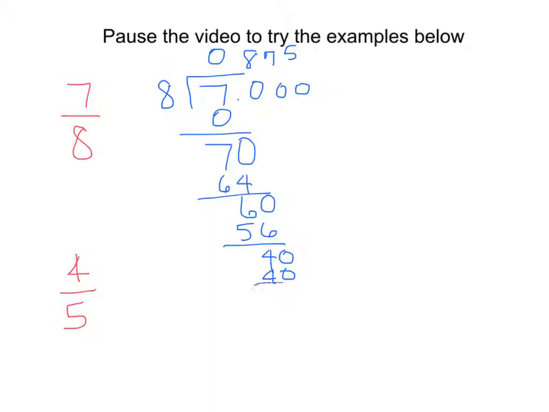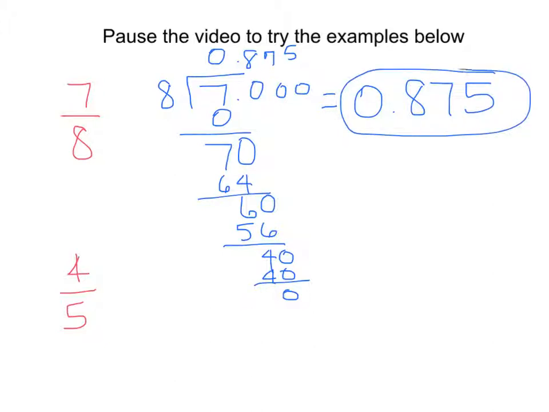And this is considered a terminating decimal because now this stops. So we add our decimal point up top. So our answer is 0.875 is our decimal for 7/8.